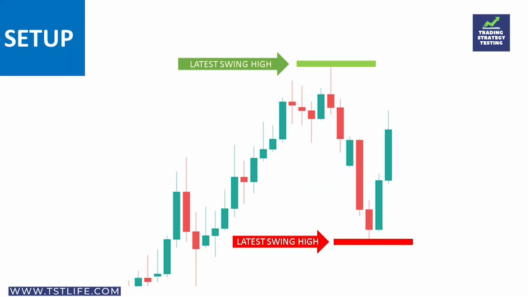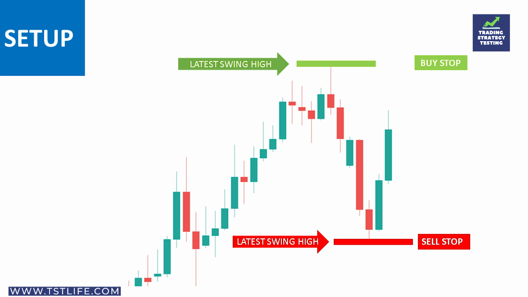The strategy is extremely simple. We begin by placing a buy stop order at the most recent swing high and a sell stop at the latest swing low. We will wait to see which one will be triggered first. Once one of the orders is triggered, we immediately delete the other one.